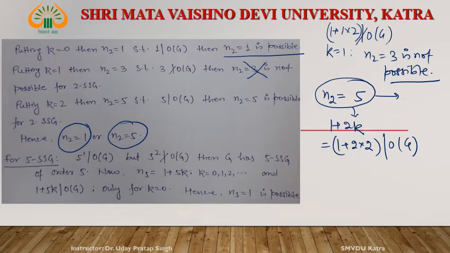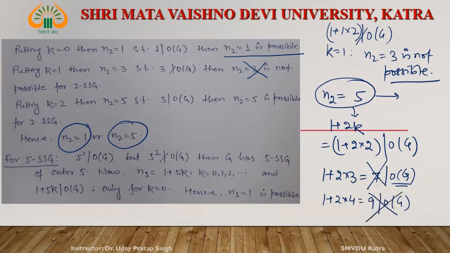Whether the number of 2-Sylow subgroups is 7? No. 1 plus 2 into 3, that is 7. 7 does not divide order of G, that is 10. So the number of Sylow subgroups being 7 is not possible. Number of Sylow subgroups is 9, 1 plus 2 into 4, this is 9. 9 divides order of G, that is 10? It is not possible. The number of 2-Sylow subgroups is either 1 or 5.